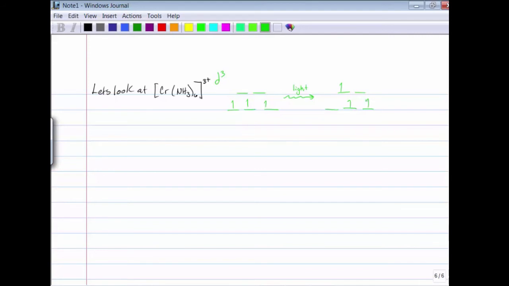So how many electronic transitions would you expect for octahedral D3? How many types of transitions? Anybody have a guess? Huh? 3? 3 or 2? Okay. Where are you getting that from? Okay. It was actually a trick question. But I like the way you're thinking.